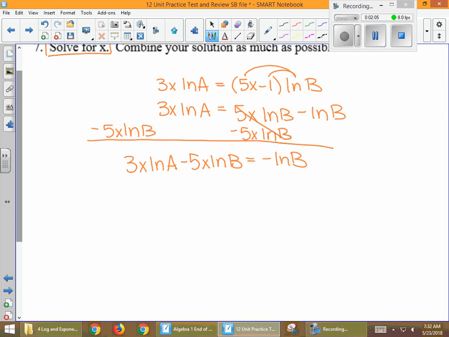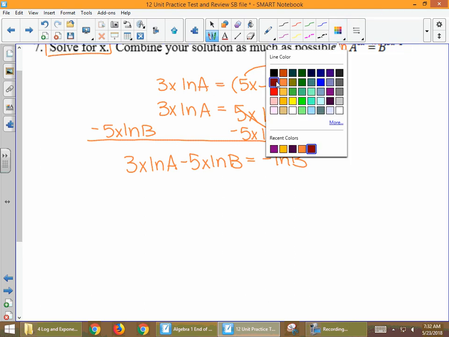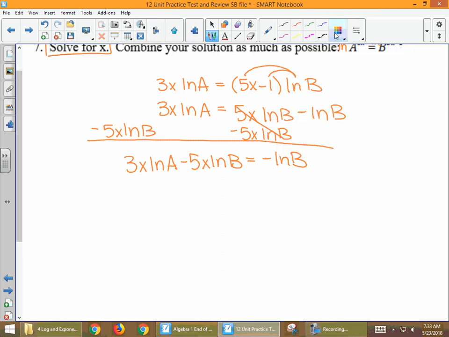And now we need to get x all by itself. So this is kind of the step where students sometimes get stuck. And what you need to think is, I have a lot of students say, well, I want to divide the x out. Well, if you're thinking divide, what you really want to do is factor. Those two terms have x in common, so we're going to factor the x out.